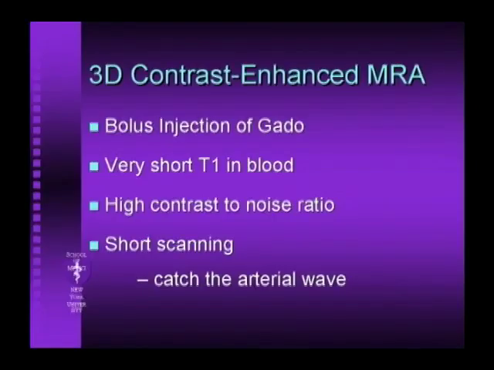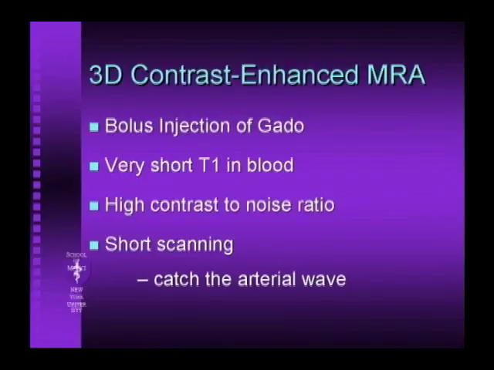So how do we do contrast MRA, which is pretty much 90% of what we do now, along with other stuff, but most of our patients are getting contrast. It all relies on the fact that contrast is a short T1 in the blood, gives you very high contrast to noise ratio, but we're scanning very quickly because we don't want to get venous contamination. So what does that mean? That means that we end up having to catch the arterial wave. The problem with that is that we sometimes sacrifice some resolution because of that. So it's a bit of a trade-off, contrast to noise versus resolution, but that's the only way to do this.